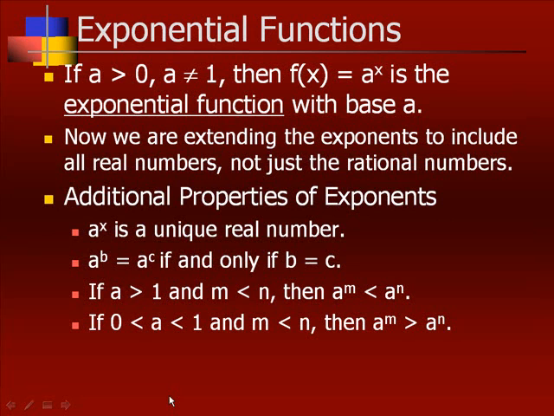Now, if you'll remember a few properties for exponents, a to the x is a unique real number. A to the b is equal to a to the c if and only if b is equal to c. If a is greater than 1 and m is less than n, then a to the m is less than a to the n. And if a is between 0 and 1 and m is less than n, then a to the m is greater than a to the n.